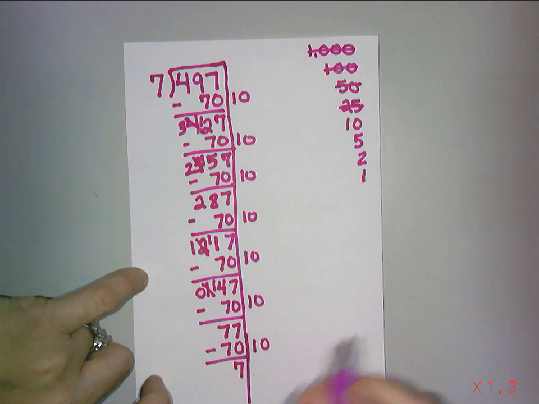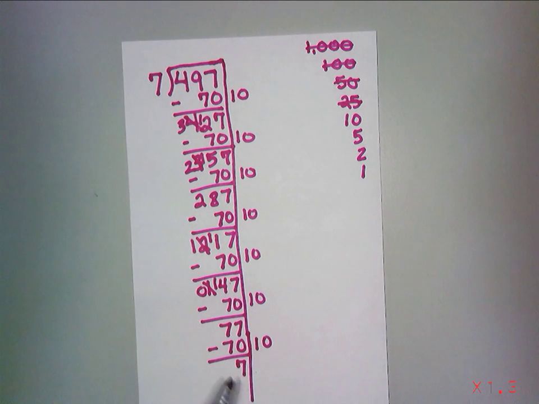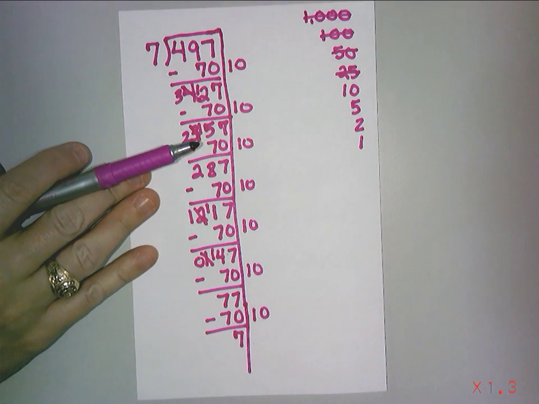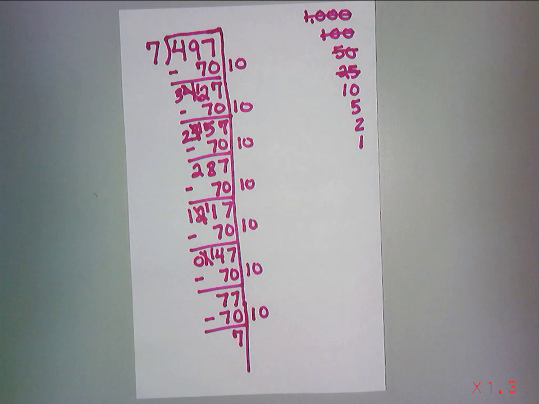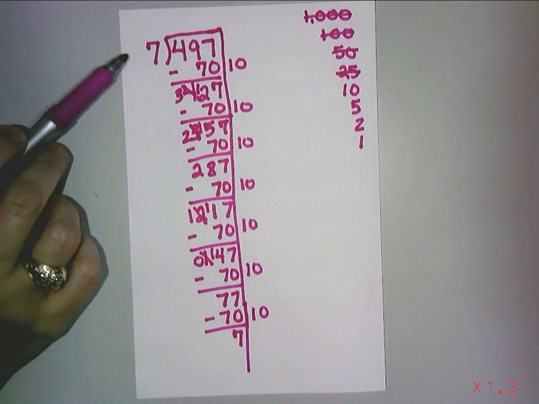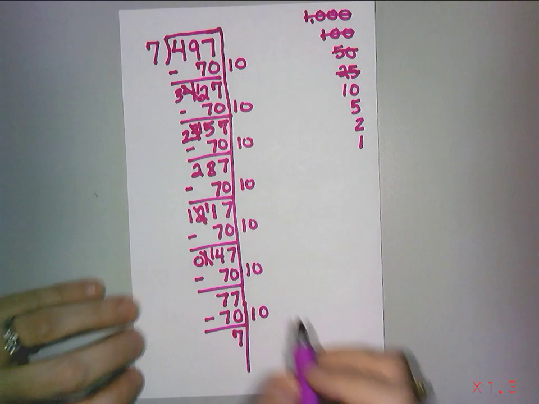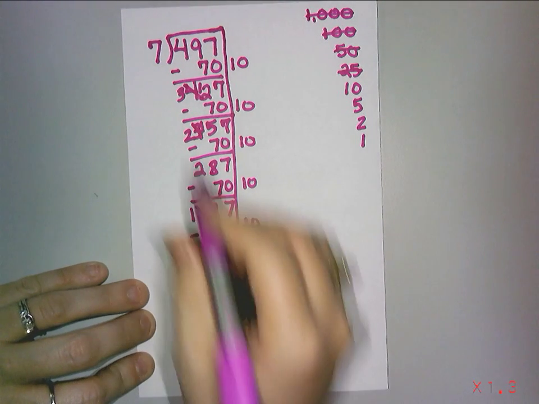Now I have 147. So I could do 7 times 10 and do 70, but I happen to know that 7 times 20, 7 times 2 is 14, add a 0 is 140, and I subtract and I get 7. Now again, I have to go to my 1. 1 times 7 is 7, and I have a remainder of 0, and I still get the same answer as 71.